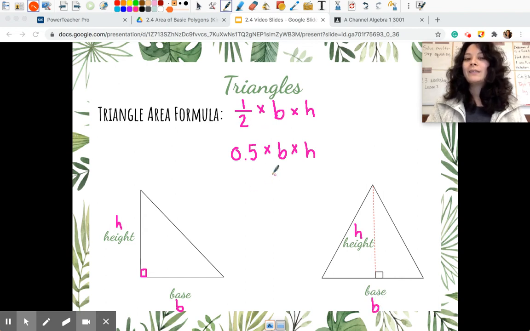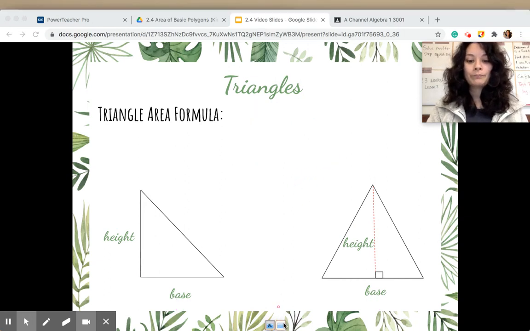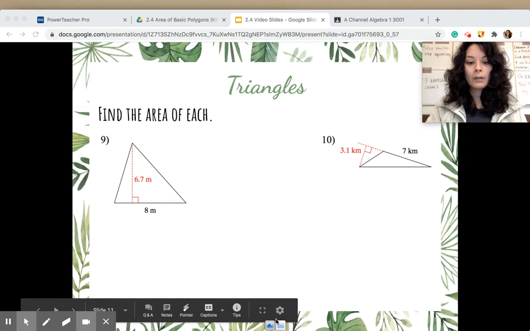Okay, so it's similar to the parallelogram formula, but we have to remember that we're multiplying with 0.5. So we just multiply left to right using those order of operations. So let's take a look at a couple of examples.